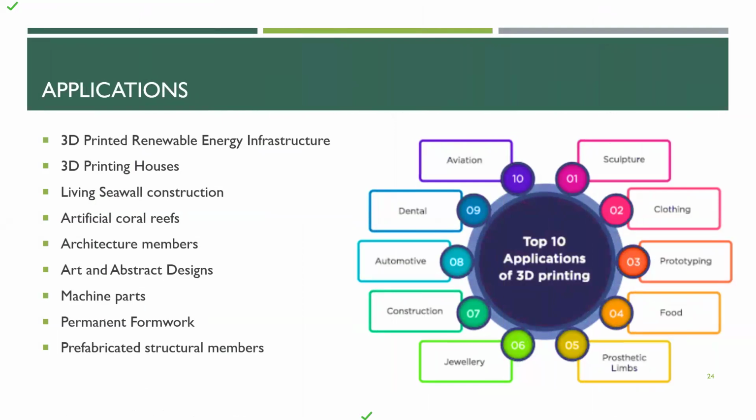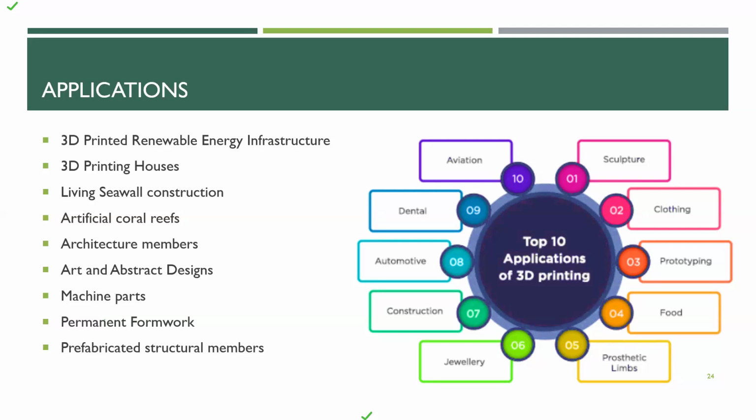Now, I'll discuss some applications for 3D concrete printing. Like this is the figure of general printing. If you talk about 3D printing, it's a vast field. It can be used in aviation, dental, automobile, construction, jewelry, prosthetic limbs, food, prototyping, clothing, sculpturing, a lot of fields. So it has numerous applications. But if we focus on construction, maybe I have missed some, but generally these are the areas in which 3D concrete printing is used these days.